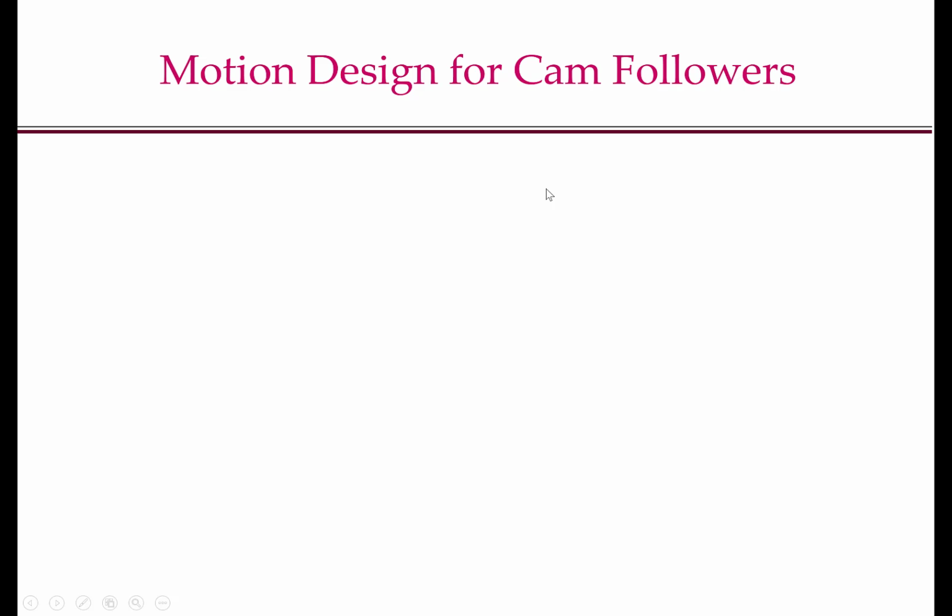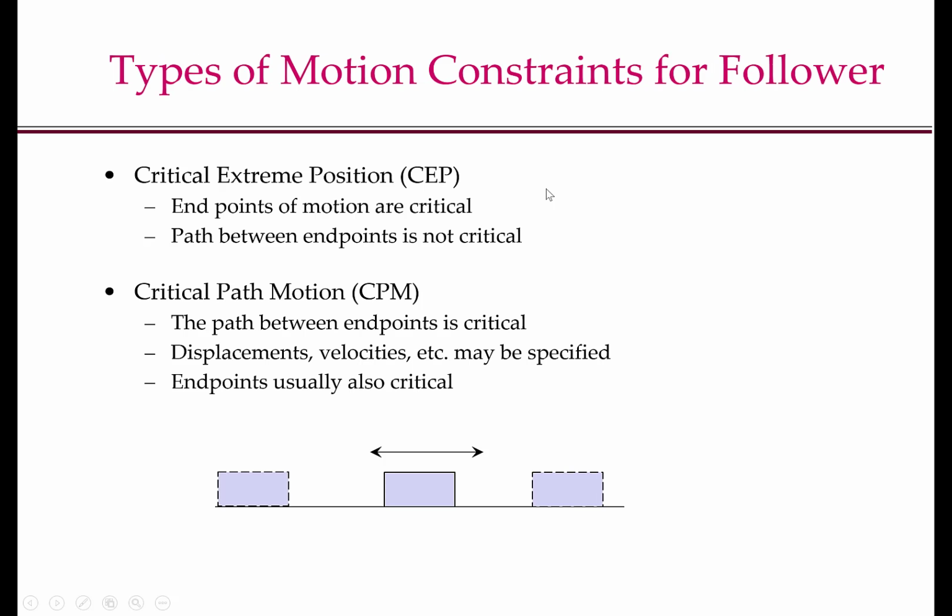In this module, we will study techniques for designing the motion of the follower from partial specification of the motion. In particular, two types of partial specifications that we will be considering are the critical extreme position and critical path motion. In the critical extreme position, the endpoints of the motion are critical.